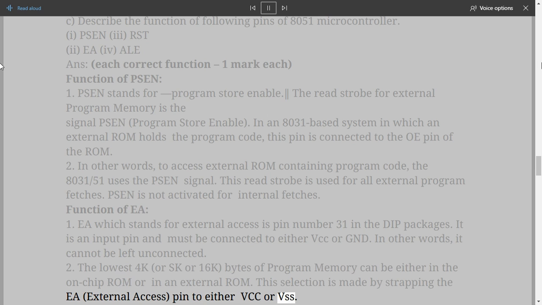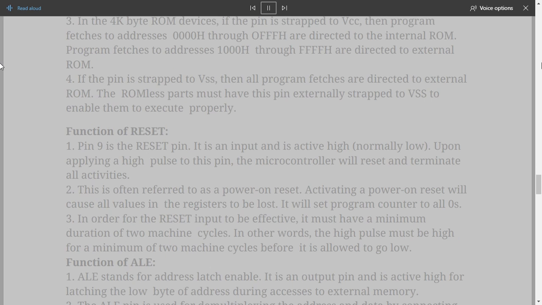3. In the 4K byte ROM devices, if the pin is strapped to VCC, then program fetches to addresses 0000H through 0FFFH are directed to the internal ROM. Program fetches to addresses 1000H through FFFFH are directed to external ROM. 4. If the pin is strapped to VSS, then all program fetches are directed to external ROM. The ROMless parts must have this pin externally strapped to VSS to enable them to execute properly.